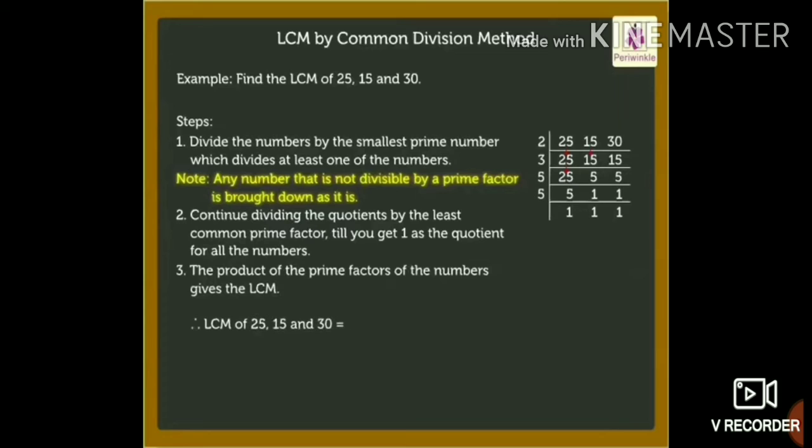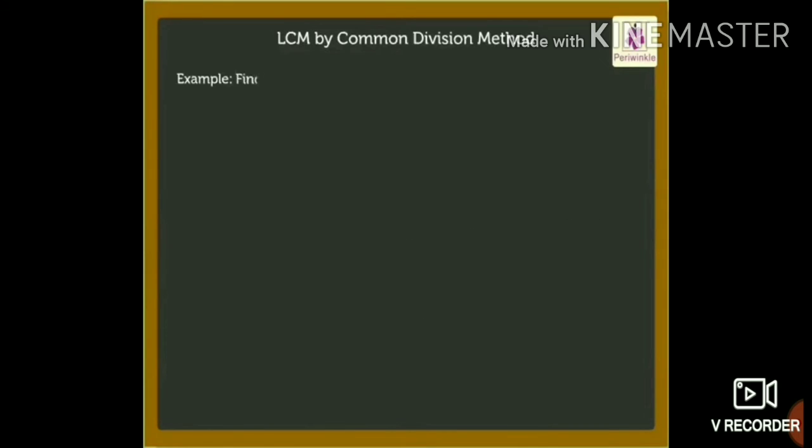So the LCM is 2 into 3 into 5 into 5. What is the product? 5 into 5 is 25. 25 into 3 is 75. 75 into 2 is 150. This is the LCM by the common division method.